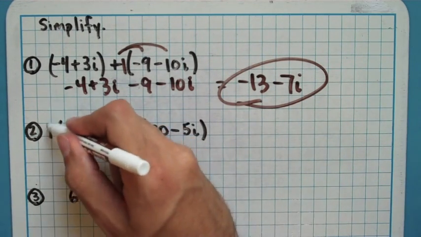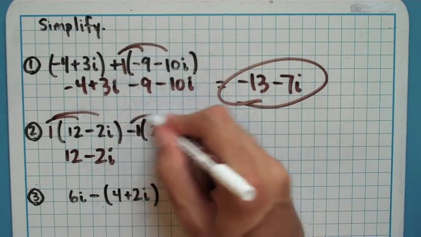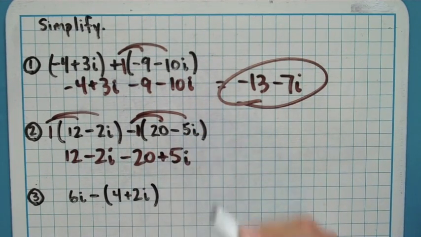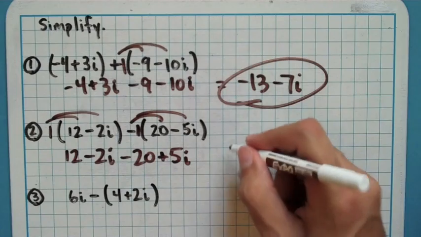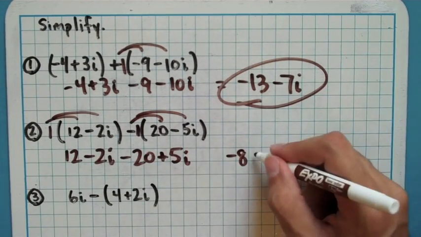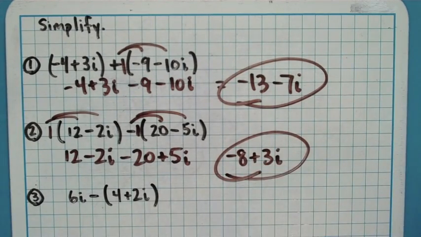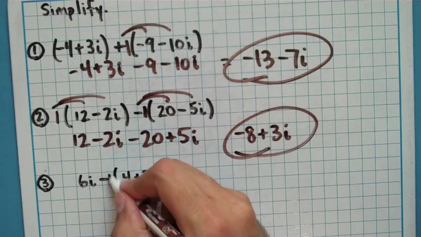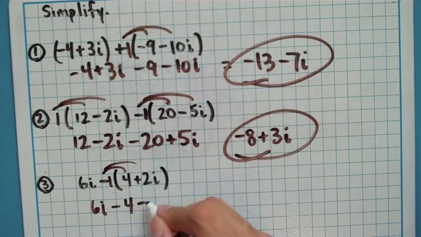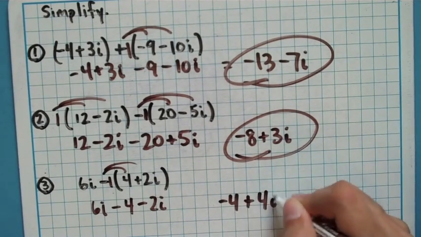On my second problem, distribute the 1, nothing changes. Distribute a negative 1 to this one, I get minus 2i and plus 5i. And again, I'm just combining like terms, no different than Algebra 1. 12 minus 20 is negative 8. Negative 2i plus 5i is going to be a positive 3i. In my final example here, I have a negative 1 outside my parentheses. I just carry down my first part, minus 4 minus 2i. I end up with negative 4 plus 4i.